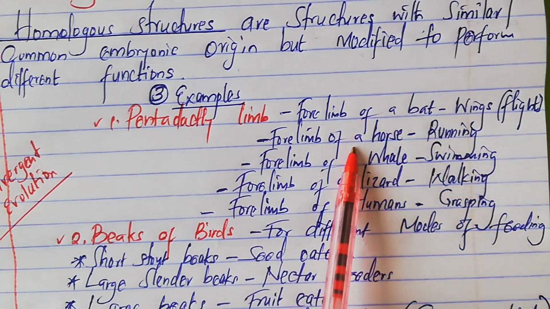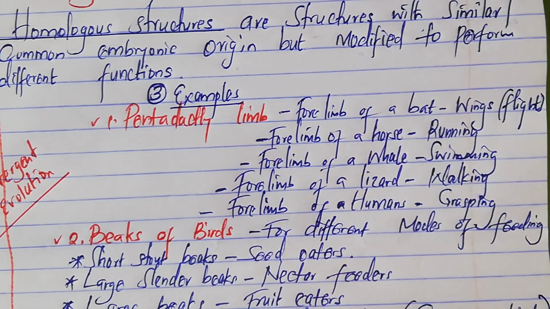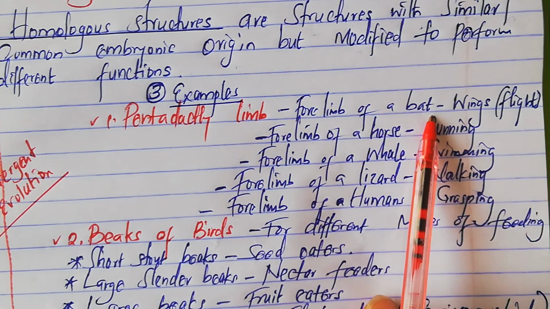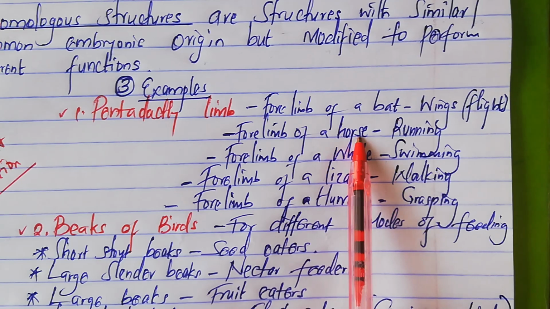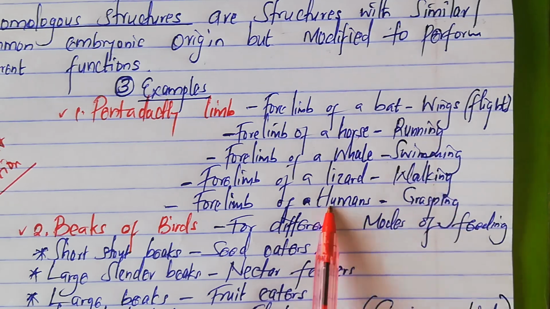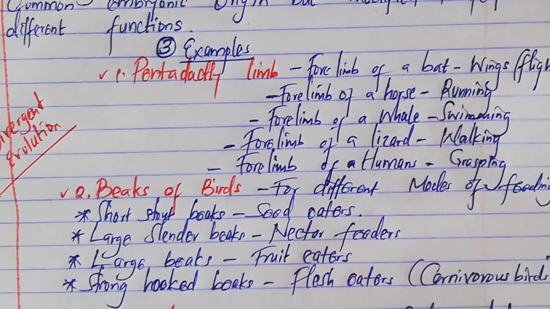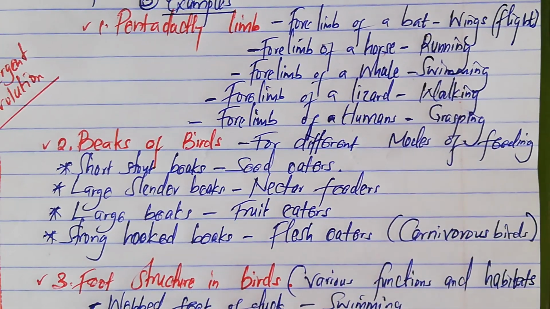The forelimbs of all these organisms, bat, horse, whale, lizard, humans, are going to be modified for different functions. That is what we call divergent evolution for the homologous structures. Those of bats, we have said for flight because they are modified into wings. Those of the horse are used for running. A whale for swimming, lizard for walking, humans for grasping, and of course manipulation. You know how humans use their forelimbs. The second example is beaks.